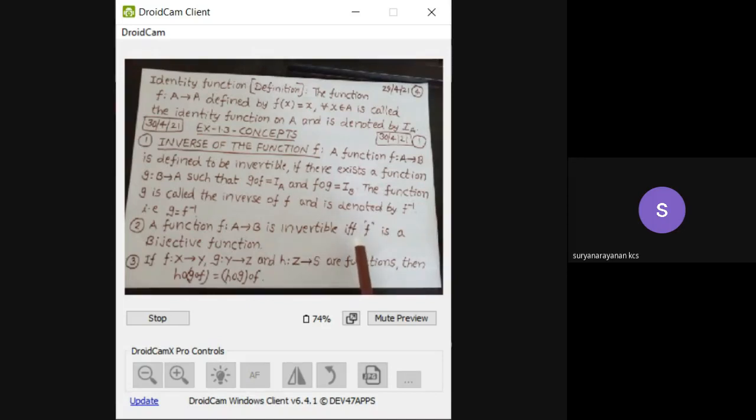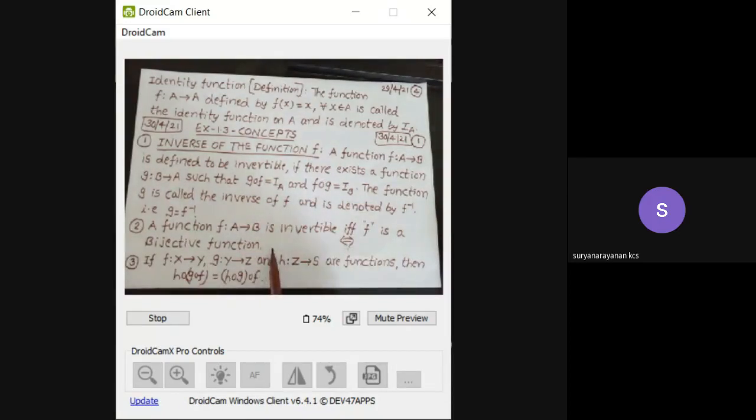Or sometimes symbolically we can use the double implies sign like this. f, a mapping from A to B, is invertible if and only if f is a bijective function. If f is a bijective function, then we can say that it is invertible. If f is an invertible function, automatically we can say that f is a bijective function. Is this point clear? Yes, sir. This point I have already told in the previous class.